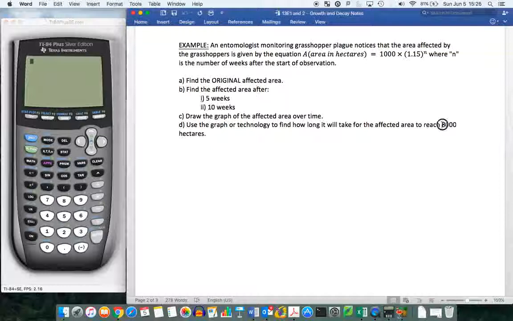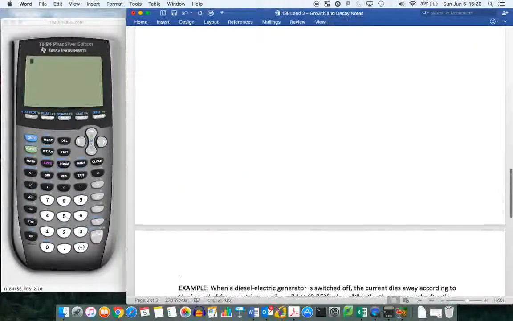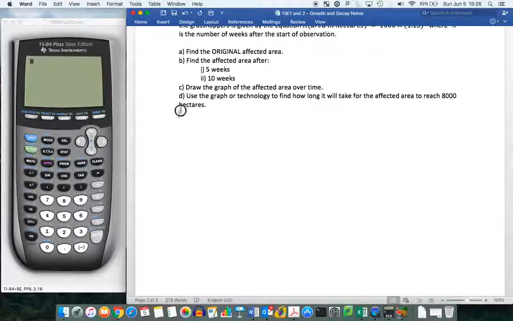So this is the only one where you're not just substituting into n. This is the one where it says, what is n going to be? How long is it going to take for the area in hectares to be 8,000? Alright, so let's go about answering these. So A, find the original affected area.